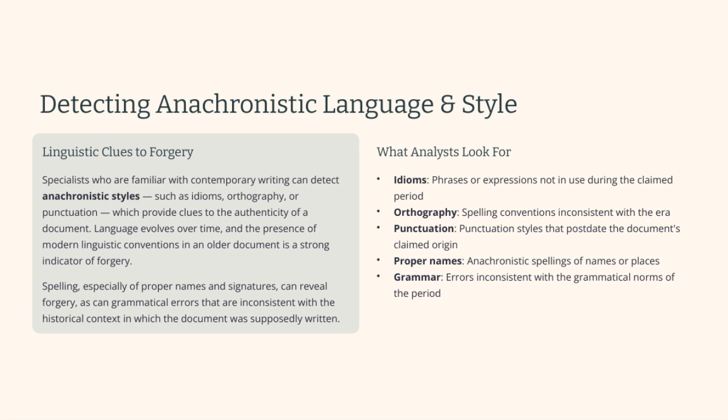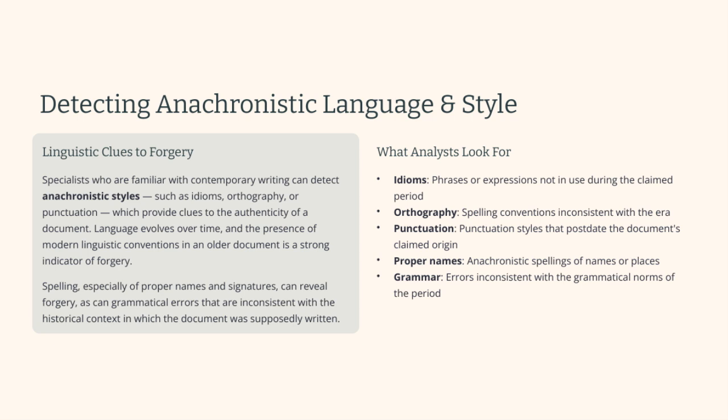The same goes for punctuation styles. If the punctuation appears more modern than the document itself, that's another clue. Proper names and places are also important. If you notice spellings that seem anachronistic, like names that didn't exist at the time, that's suspicious. Grammar is another telltale sign. Errors that don't align with the grammatical norms of the period can point to later editing or fabrication. So what do analysts focus on?